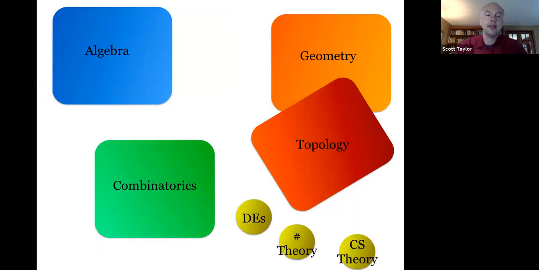So just to end here, I want to emphasize that knot theory draws on lots of different math: algebra, combinatorics, geometry, topology, differential equations, number theory, computer science theory, complex analysis, applied math. We'll see applications to biology and physics and chemistry. So hopefully this semester you'll find something that's really of interest to you and you'll be able to explore it.